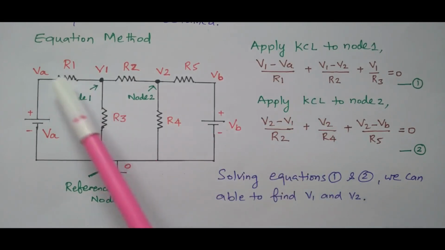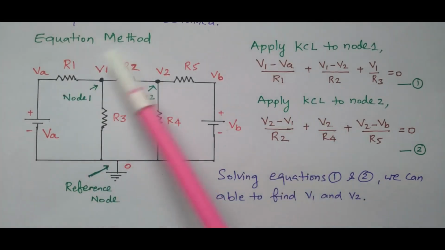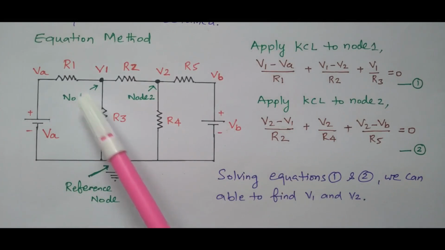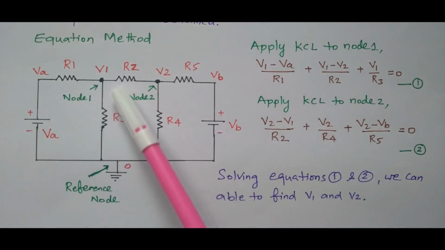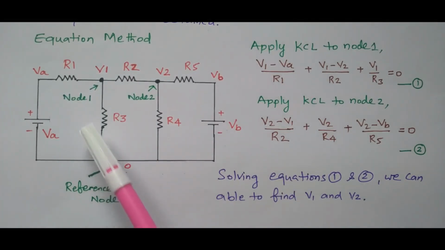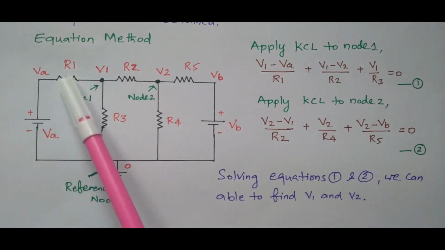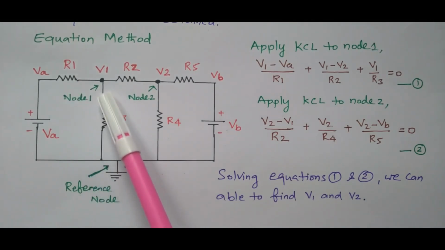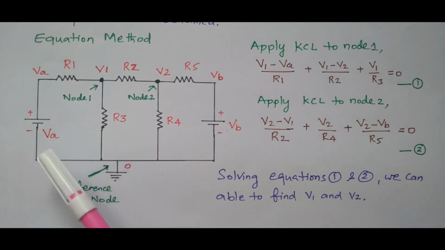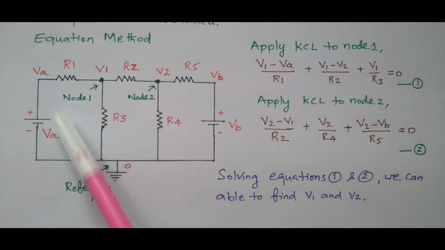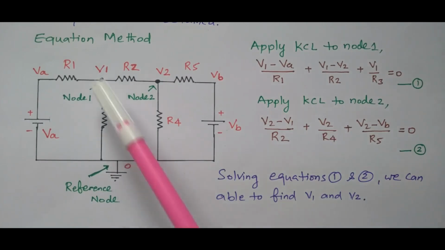We need to find what the currents are in this node. There are three elements available, R1, R2 and R3. So we need to find the current through R1, the current through R2, and the current through R3. By adding all these currents, the sum is equal to 0. That is what Kirchhoff's law gives: the total current in a node is 0.